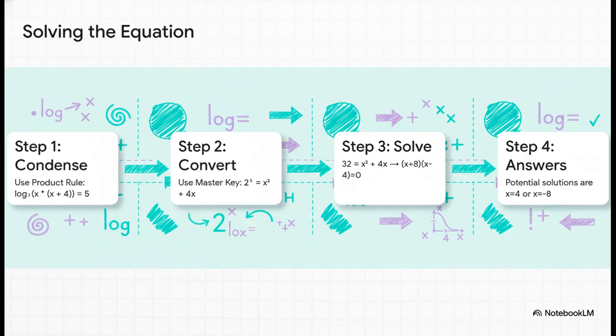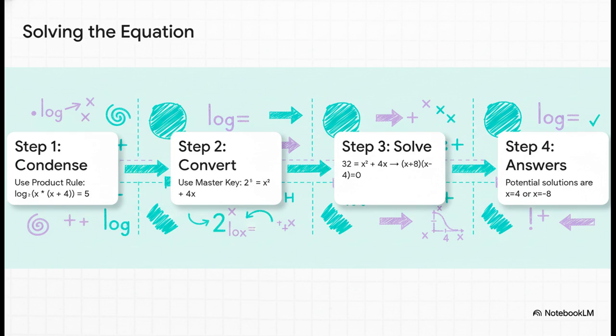Okay, we're adding two logs, so which tool do we need? The product rule. We can combine them into one single log by multiplying the insides. So that's x times the quantity x plus 4. Now we've got a single log, and now we can use our master key. Let's rewrite it: 2 to the power of 5 equals x squared plus 4x. From here, it's just algebra.